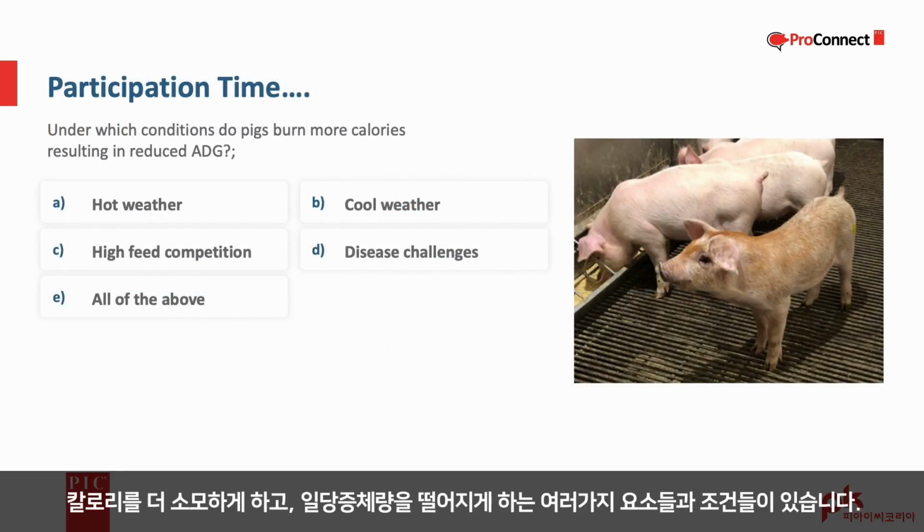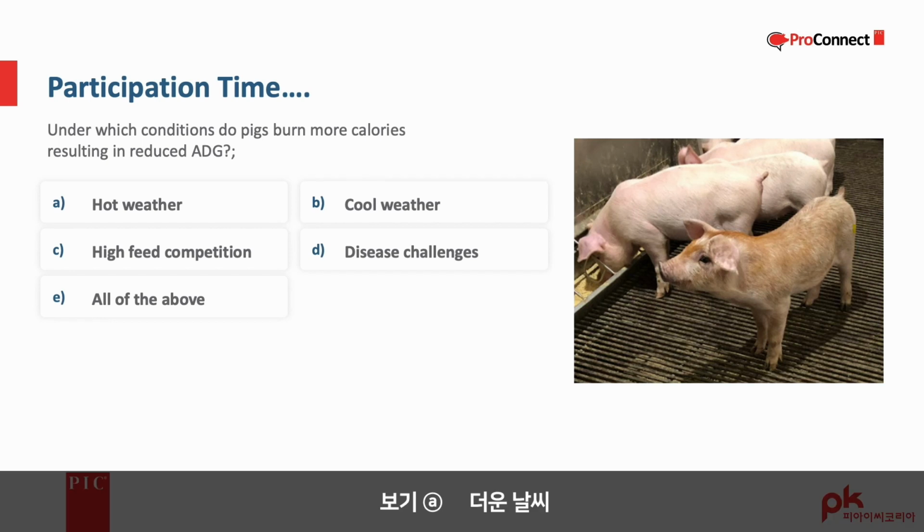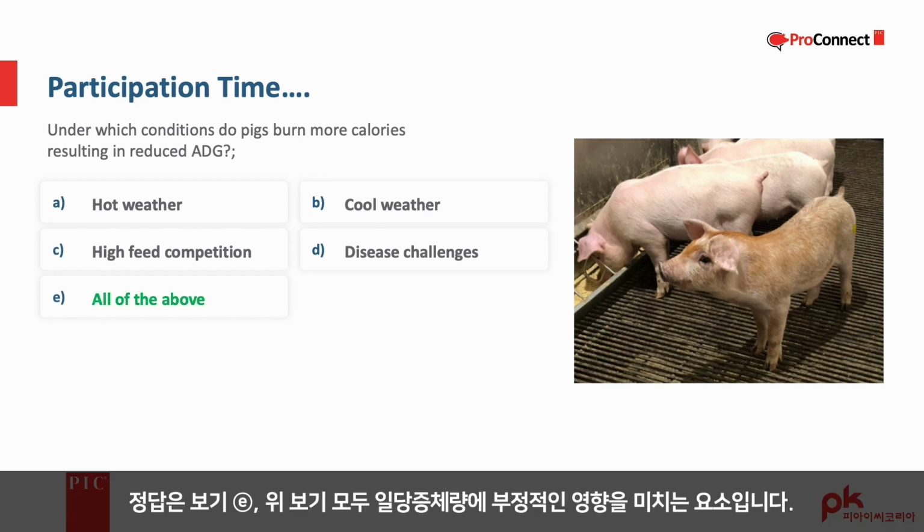There are several factors or conditions that can cause pigs to burn more calories and reduce their average daily gain. Under what conditions do pigs burn more calories, resulting in reduced average daily gain? A. Hot weather, B. Cool weather, C. High feed competition, D. Disease challenges, or E. All of the above. The correct answer is E. All of these conditions can reduce average daily gain.